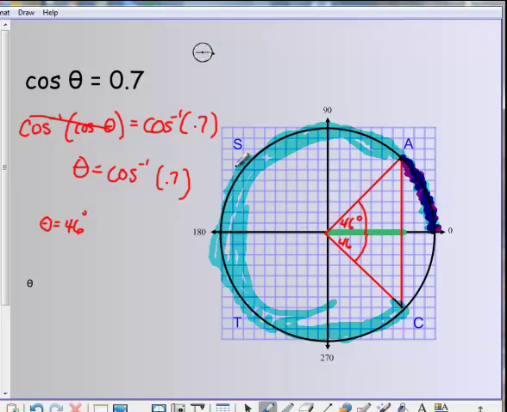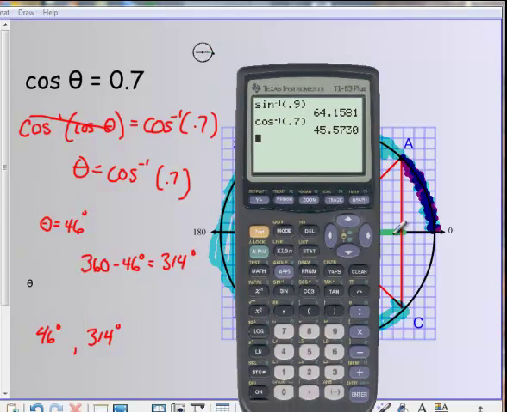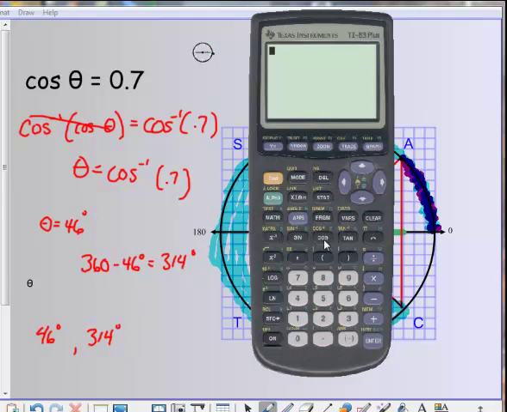So if I look at my blue magic marker here, it is not quite a full circle. It's 46 degrees short of a full circle. So 360 minus 46 gets me 314. So those are my two angles. My angle could be 46 and it could be 314, because if I take my calculator out, I can prove that. I can take the cosine of 46 and get an answer, and I can take the cosine of 314 and I get the same exact answer.